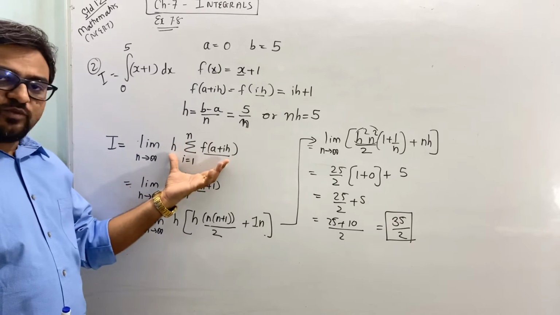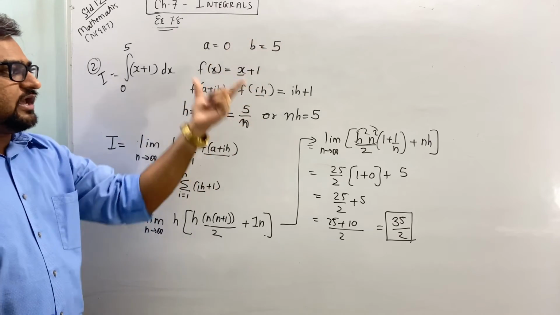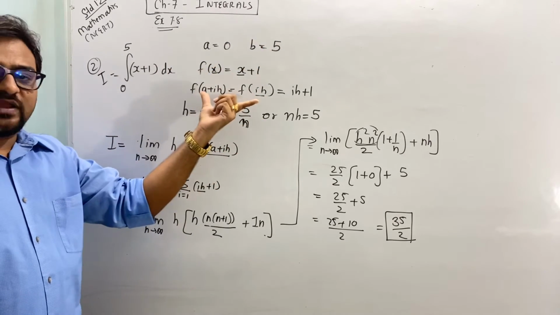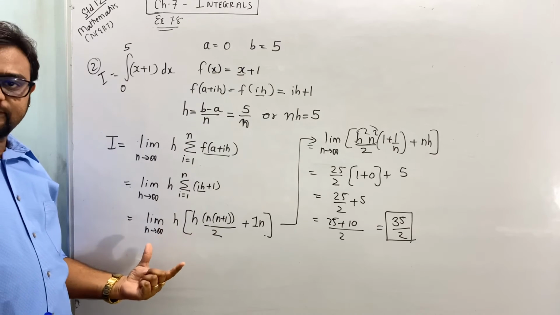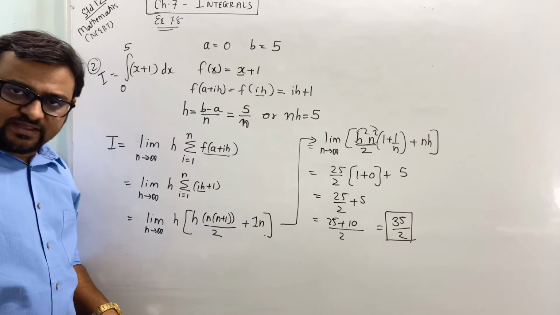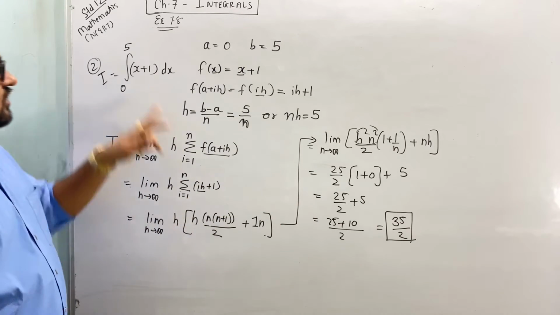I have just put the formula. I had already found out all the values a, b, nh, f of a plus ih and replaced it here. Clear? If you want to confirm whether your answer is correct or not, you know that.